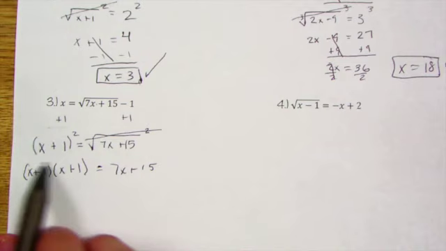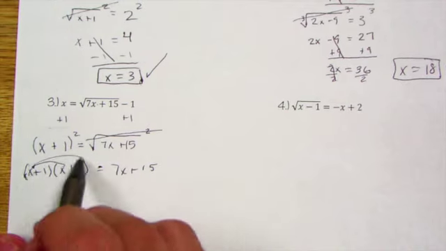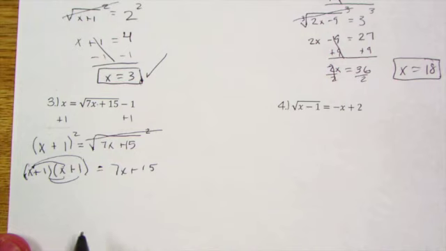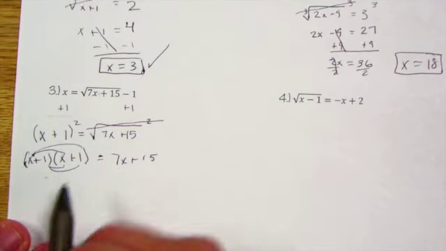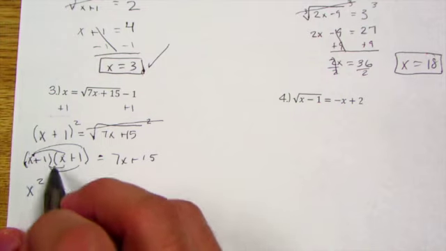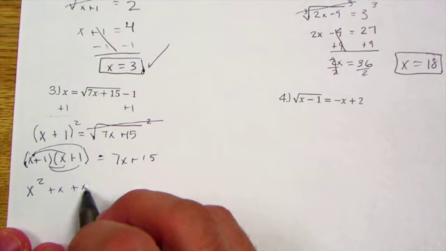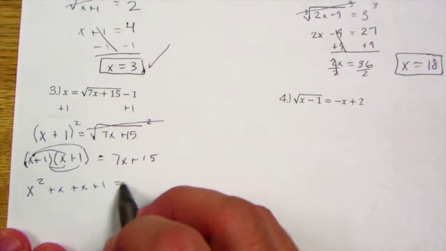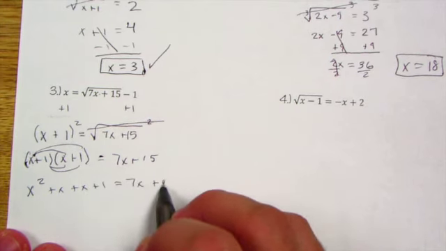I have to do the double distribution. I have to do this times this, this times this, this times this, this times this, and get this all foiled out here. X times x is x squared. X times 1 is 1x. 1 times x is 1x. 1 times 1 is 1. Equals 7x plus 15.